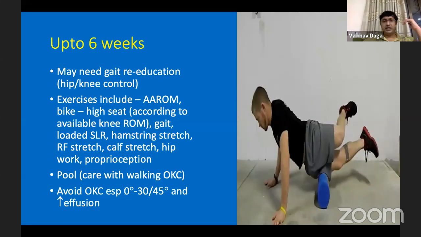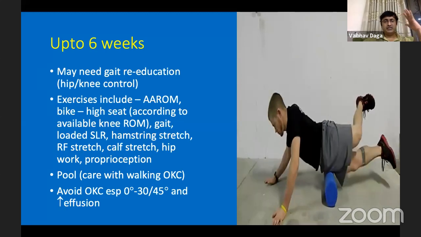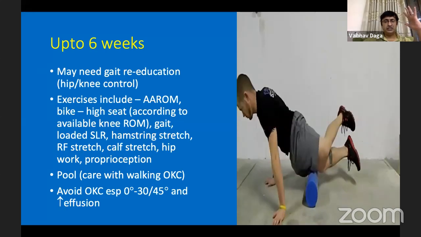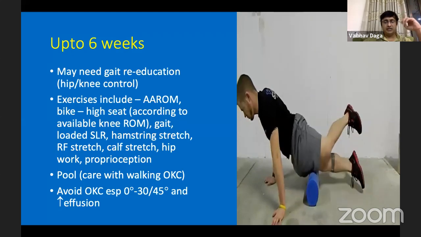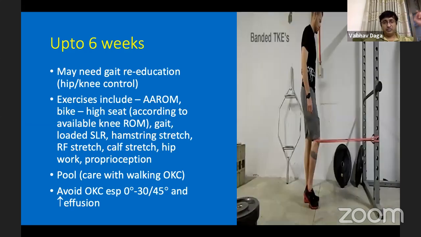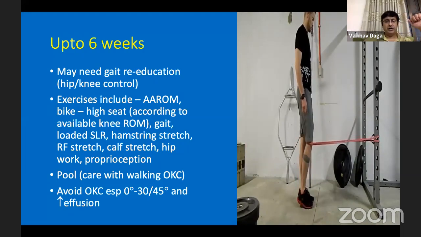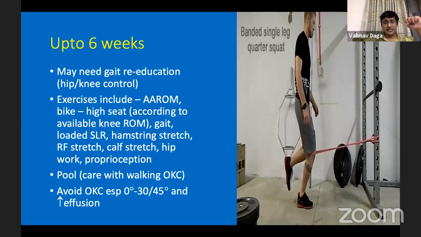Up to 6 weeks, we may need gait re-education, hip and knee control. Exercise would include, as I said, active assisted range of motion, bike with a high seat. We can do the half moon cycling for the range of motion, as I showed before. According to the available knee range of motion, loaded SLRs could be started, hamstring stretches, rectus femoris stretches, calf stretches, hip work, and proprioception. You can introduce pool work with walking.